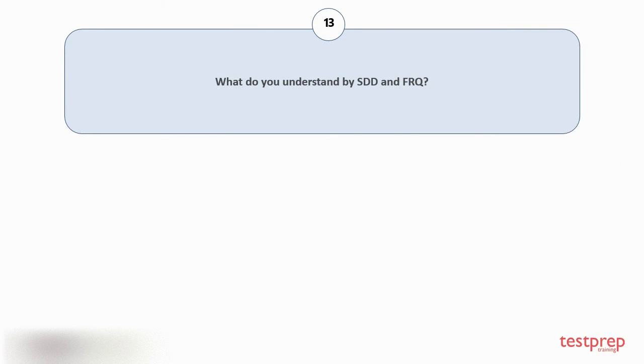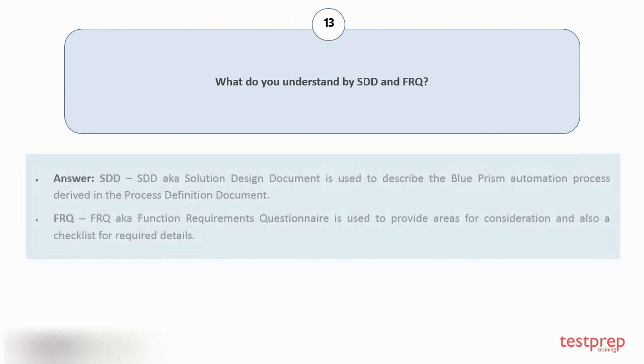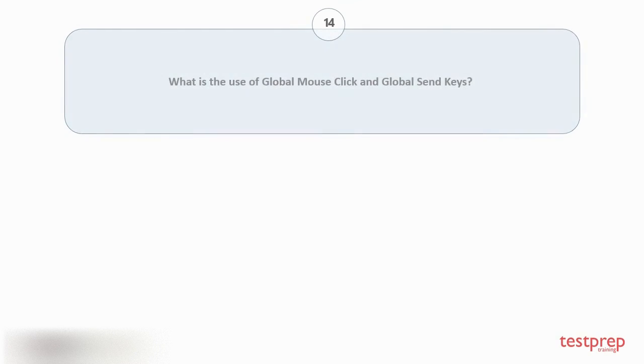Question number 13. What do you understand by SDD and FRQ? Your answer is: 1. SDD aka Solution Design Document is used to describe the Blueprism automation process derived in the Process Definition document. 2. FRQ aka Function Requirements Questionnaire is used to provide areas for consideration and also a checklist for required details.